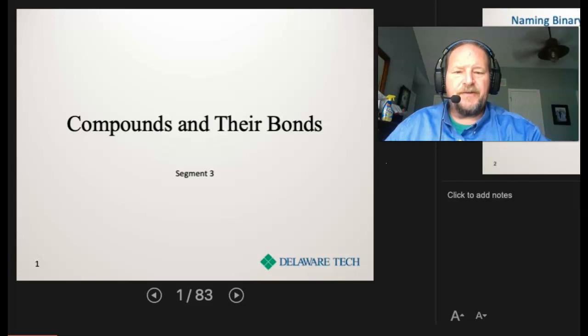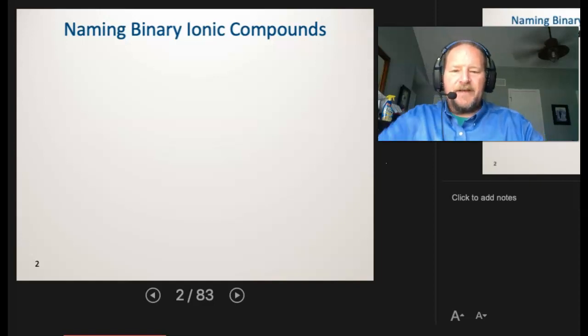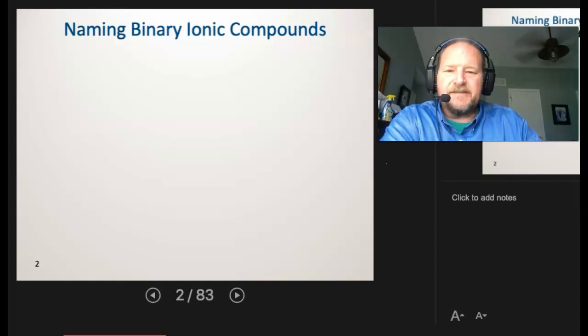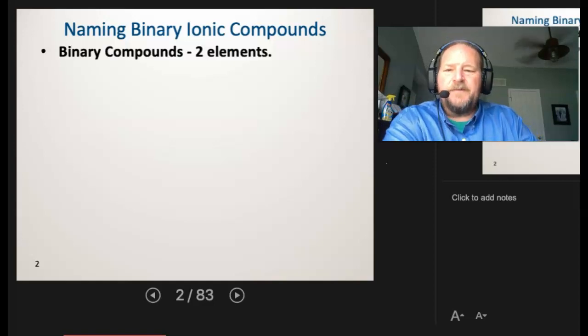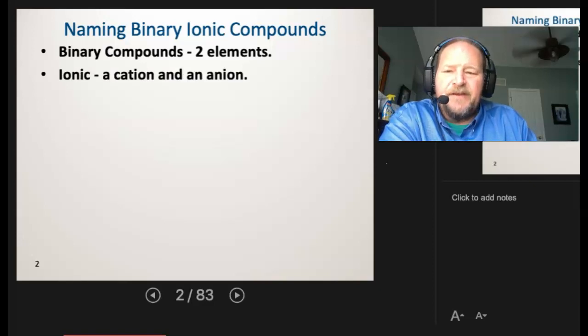All right, so here's our third segment for compounds and their bonds. And now we're going to look at starting to name compounds. So we just finished naming ions in segment 2, and we're looking at ionic compounds. Now, we're going to be focusing on binary compounds, which means we're only going to have 2 elements. All right, now ionic means simply we're going to have a cation and an anion, so we know we're going to have a metal and a nonmetal.